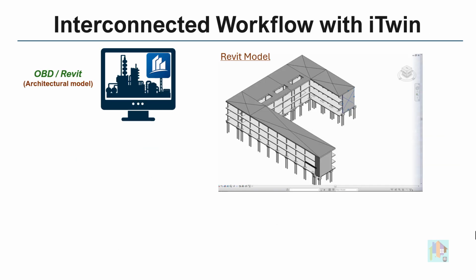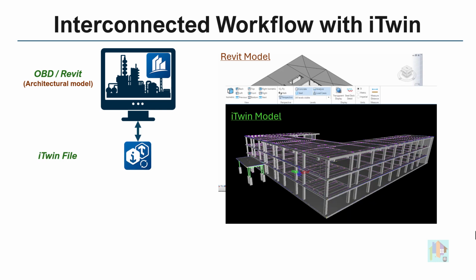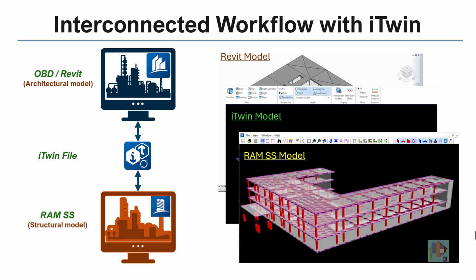If an architectural model is created in Revit or OpenBuildings Designer, we can export that as an iTwin file. It can contain both architectural and structural data. We can import this iTwin file in RAM Structural. Only filtered structural data are imported. Architectural data like partition wall information are ignored. Once the model is imported in RAM, we can proceed with load application and analysis. If there is any change in the structural model, like change in member size or orientation, we can bring that data back to Revit or OBD using the same iTwin file. Two-way data interchange is possible.